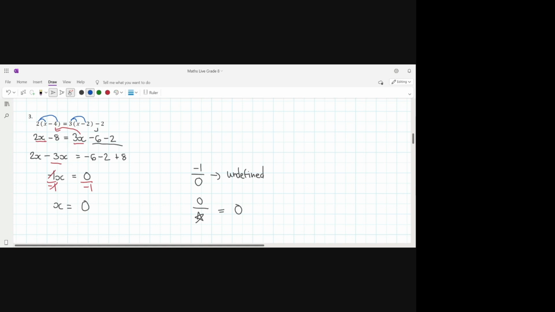So it needs to go over to the other side and it will become positive 8. Okay. So I've taken that one over to the other side and I've taken negative 8 over to the other side. So they've just kind of switched places.